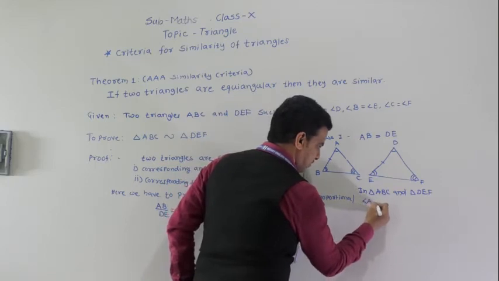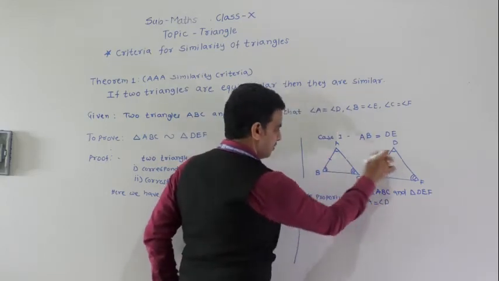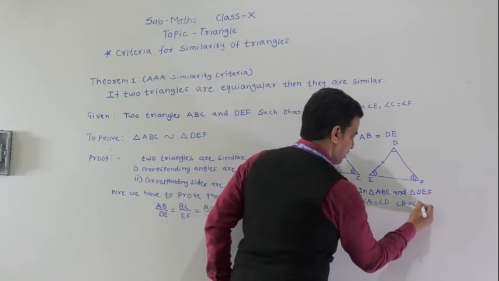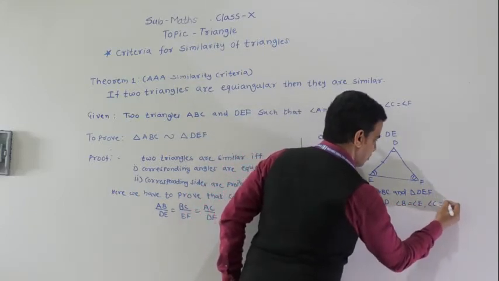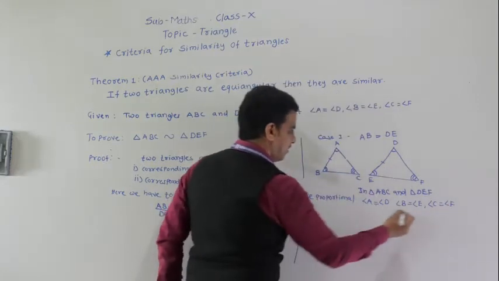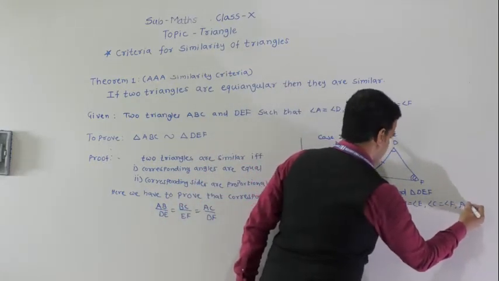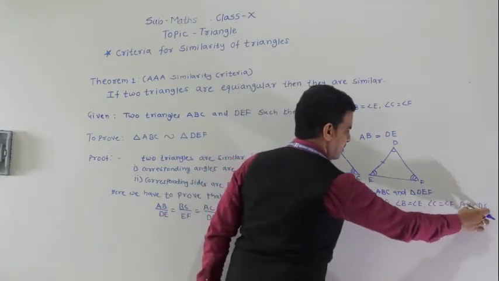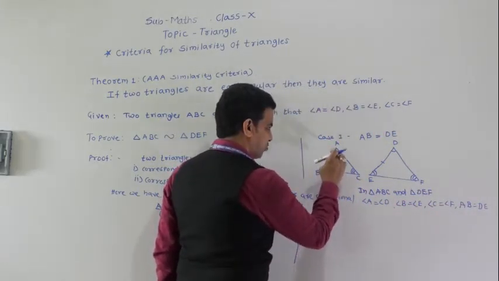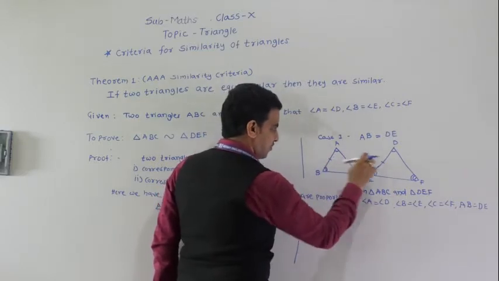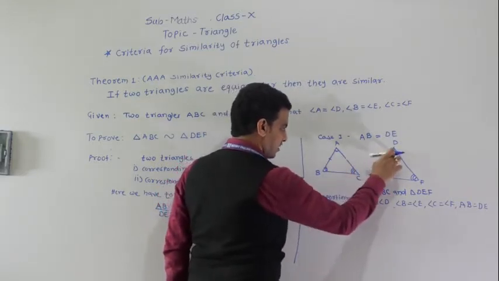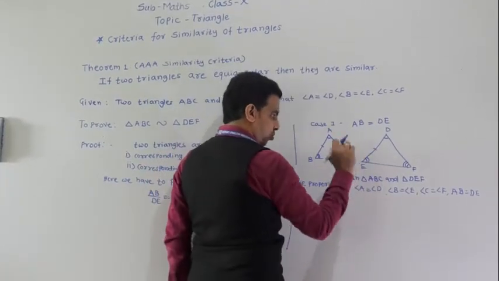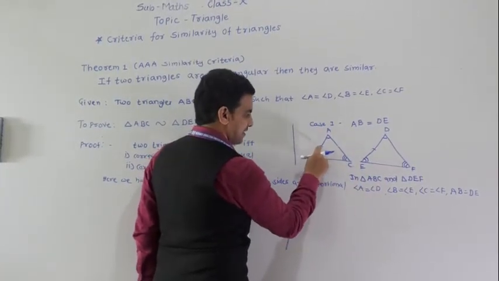All the angles are equal: angle A is equal to angle D, angle B is equal to angle E, and angle C is equal to angle F, and AB is equal to DE. Okay, we have to consider this case first, AB is equal to DE. So if we take these two triangles, AB is equal to DE, angle A is equal to angle D, and angle B is equal to angle E.